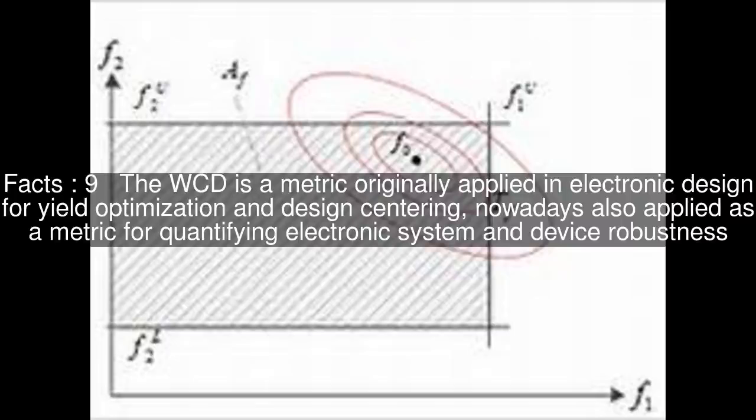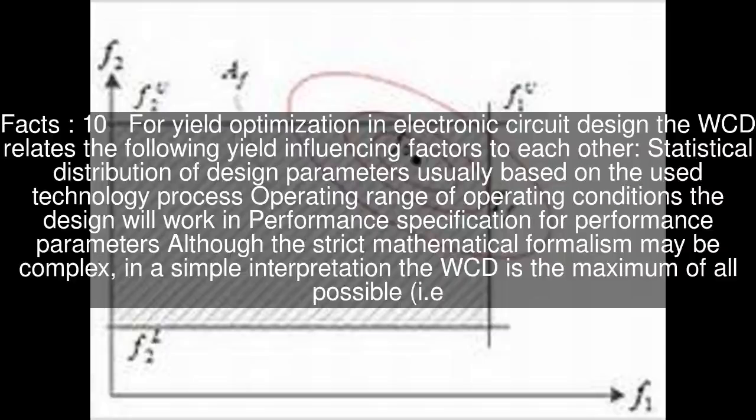The WCD is a metric originally applied in electronic design for yield optimization and design centering, nowadays also applied as a metric for quantifying electronic system and device robustness. For yield optimization in electronic circuit design, the WCD relates the following yield influencing factors to each other: statistical distribution of design parameters usually based on the used technology process, operating range of operating conditions the design will work in, performance specification for performance parameters.